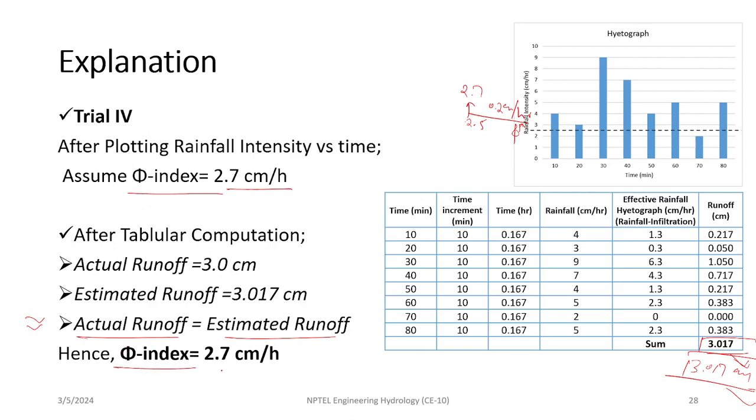So what should be our final answer? Phi index should be 2.7 centimeter per hour, because if we take this value, we are satisfying this condition: actual runoff should be equivalent to estimated runoff. Got it? Should I move ahead now?